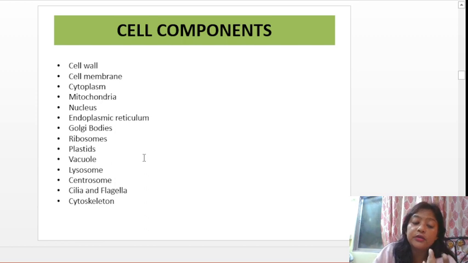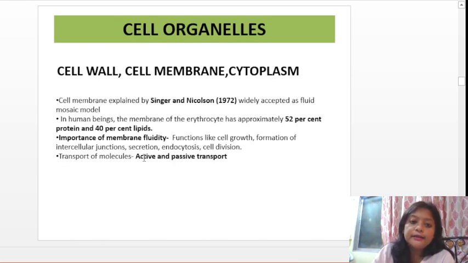The cytoplasm helps in the transport of substances, molecules, or materials inside the cell. It also holds all the organelles inside the cell. Then we come to the mitochondria, nucleus, endoplasmic reticulum, Golgi bodies, ribosome, plastids, vacuole, lysosome, centrosome, cilia and flagella, and cytoskeleton. There are more, so we'll talk about all these components of a cell.